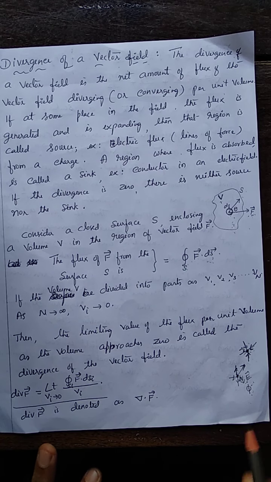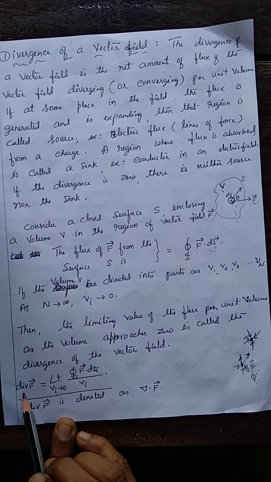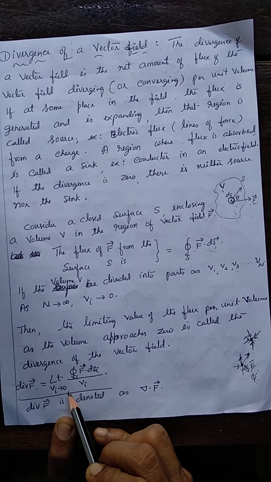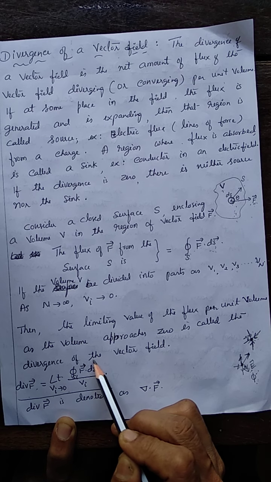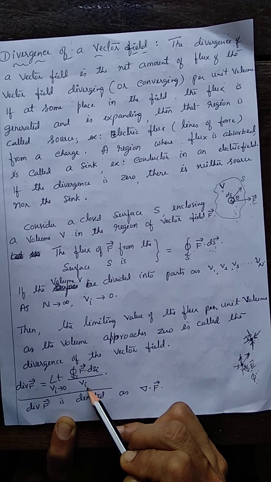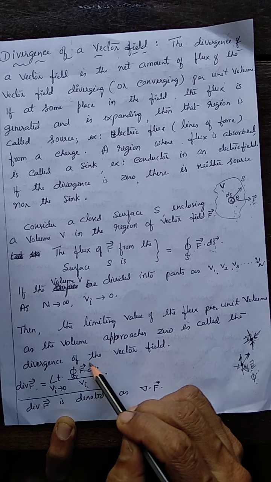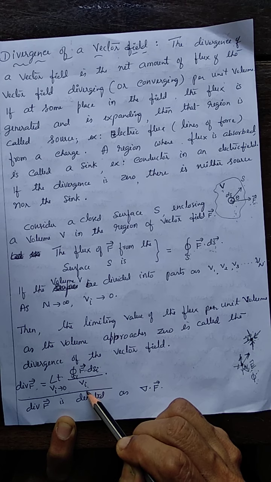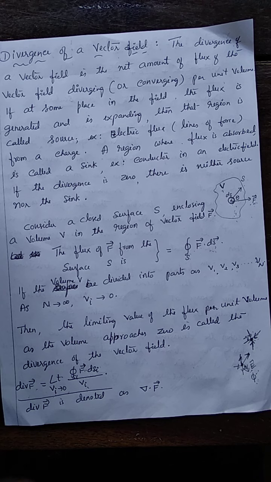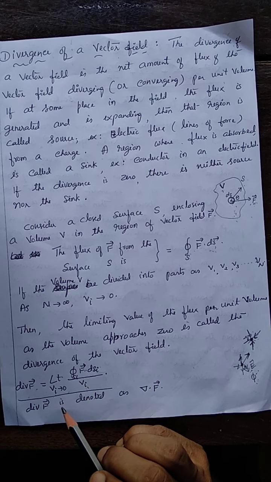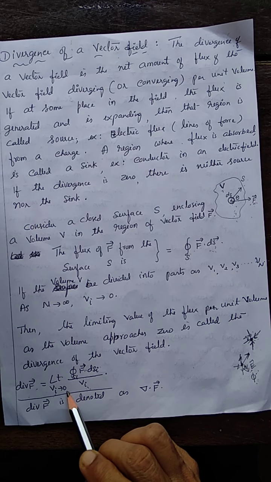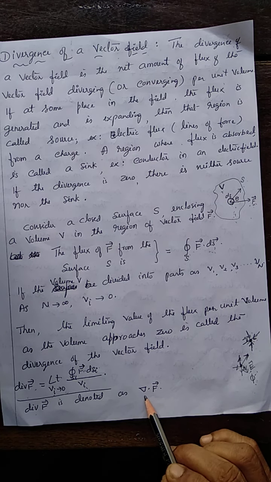In that case, divergence is denoted as div F. It is the limit as Vi tends to 0 of the surface integral of F over the entire surface divided by the volume Vi. This total flux per unit volume as the volume approaches 0 is called divergence. That's the meaning. Divergence is the flux of the vector field diverging per unit volume as volume approaches 0. This is div F, denoted as del dot F.